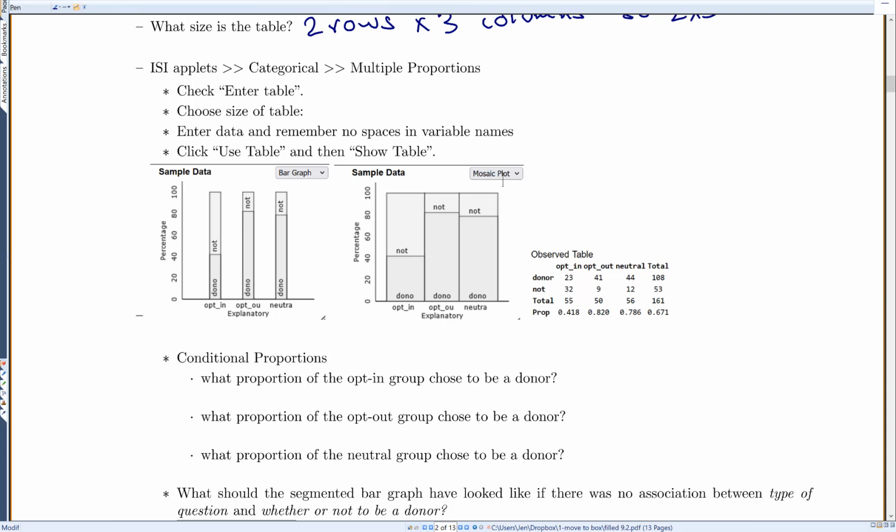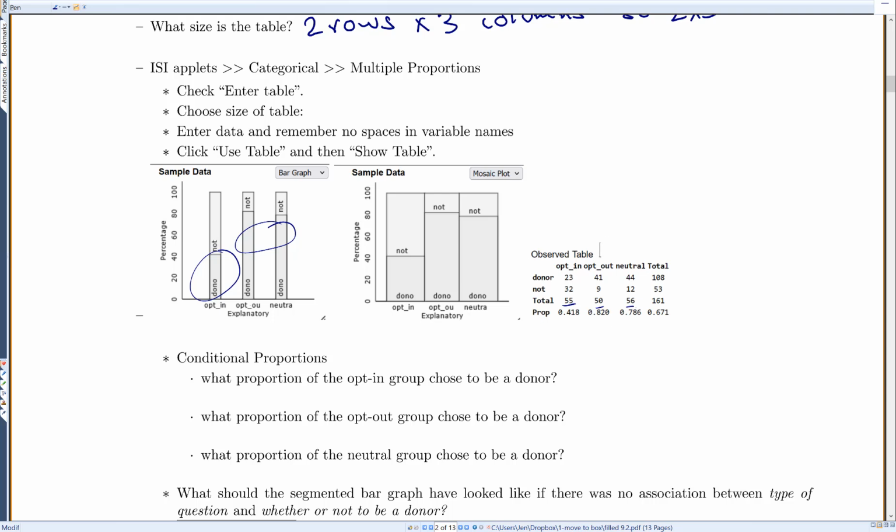Okay, so we can get bar graphs and segmented bar graphs and mosaic plots. Looking at this bar graph, I can see that the opt-out and neutral groups are fairly similar. But the opt-in group, notice how much lower it is than the other groups. You see the same thing in mosaic plots. Remember, mosaic plots just adjust the width based on the sample sizes, but our sample sizes of 55, 50, and 56 were all pretty similar, so you don't really see a big difference there.